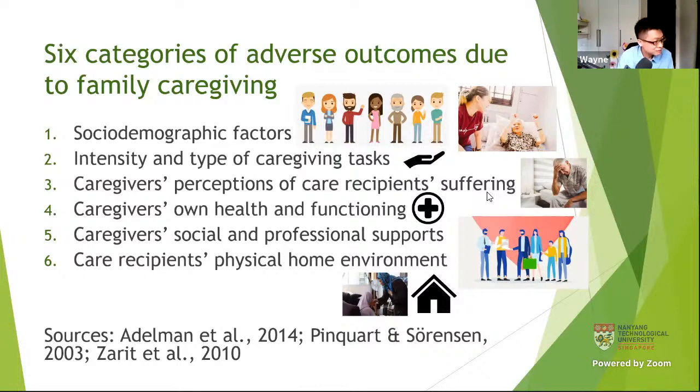Number six, care recipients' physical home environment, right? That may change. Adverse outcomes to the care, perhaps to the care recipient or to the caregiver, depending. I mean, the installation of ramps, grab rails, grab poles, handrails, and so on may actually make the house more conducive for the senior person, but perhaps less conducive for the caregiver or other family members. Perhaps less convenient. Perhaps the house would have young children there, and having a wheelchair in the house may or may not be safe, for instance.